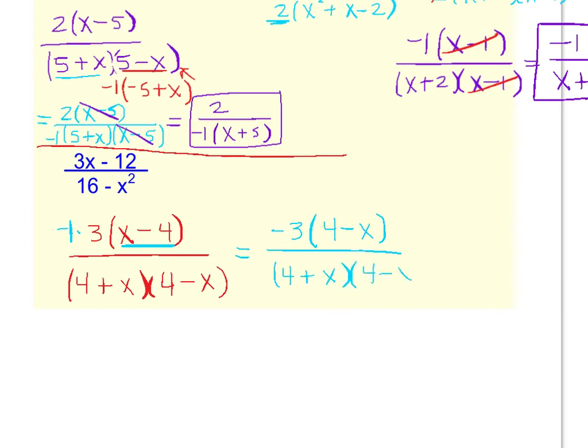over 4 minus x. Alright, so here's your 4 minus x canceling with your 4 minus x. In the end, we have a negative 3 over 4 plus x, or x plus 4. I really would take either one on those.